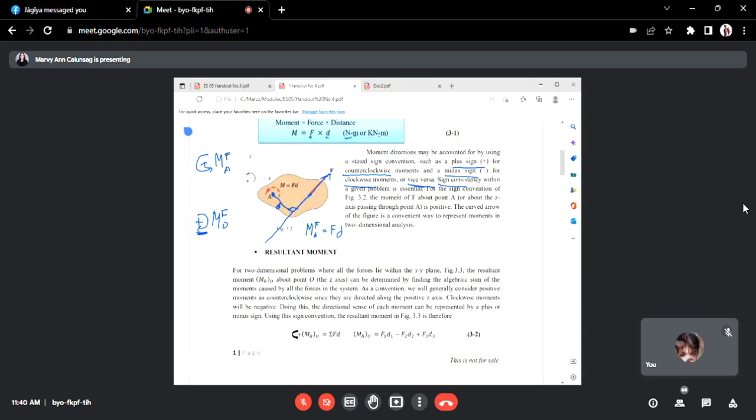And in this case, it is positive because we assume here the statement that counterclockwise rotation is positive. So counterclockwise rotation is positive in this illustration. The curved arrow in the figure is the convenient way to represent moments in two-dimensional analysis.